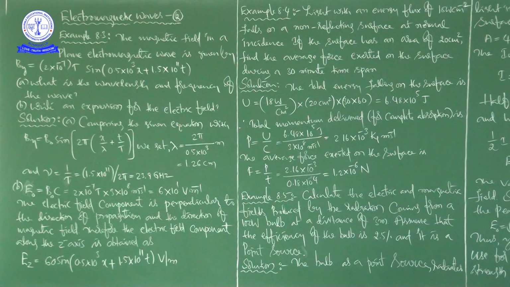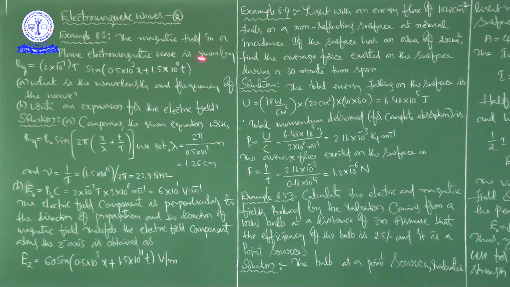Here we have to find two things. One is the wavelength and frequency of the wave. Second is to write an expression for the electric field. First, please try to understand the problem.